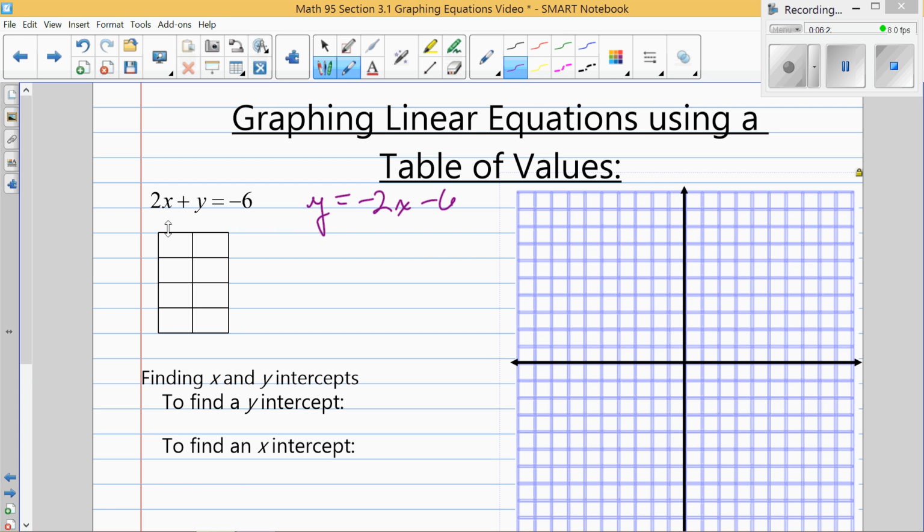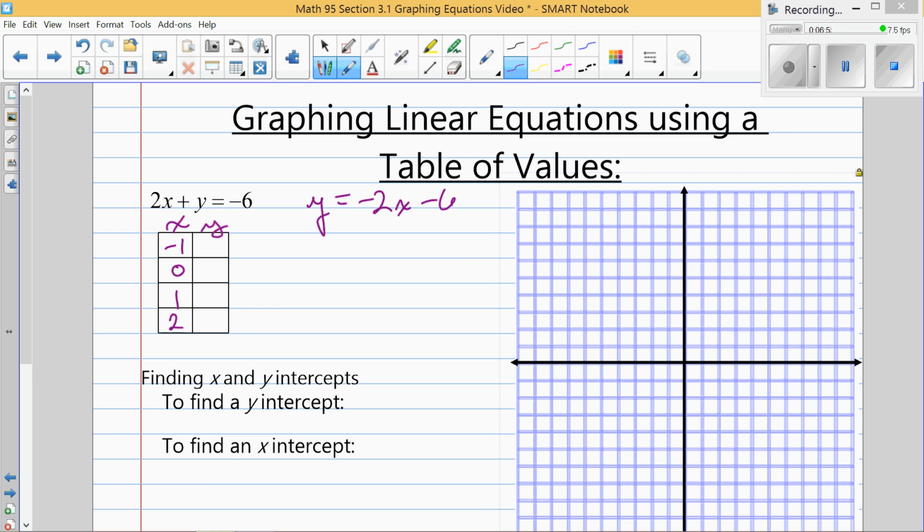Then we are going to pick some x values and figure out what our y values would be. My favorite x values to use are negative 1, 0, and 1, just because they're easy numbers to work with. You need to have at least one negative value and at least one positive value, and 0 is almost always a good choice. I could choose any other x value that I want. I'm going to pick 2 because I like small numbers.